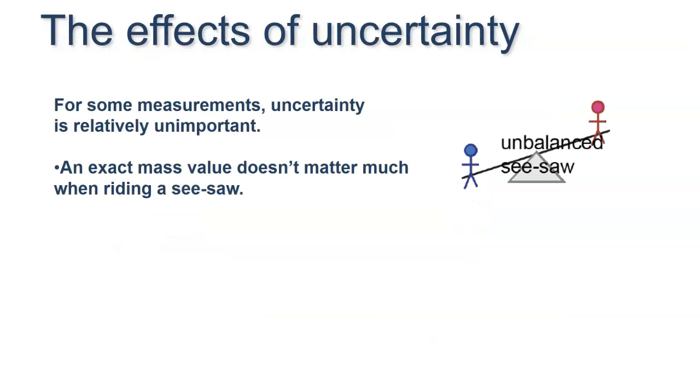So what are the effects of not knowing our measurements exactly? For some measurements, uncertainty is relatively unimportant. Inexact mass doesn't matter when you're riding a seesaw, okay? It only matters that one person is heavier than the other and that you're able to balance that with force.